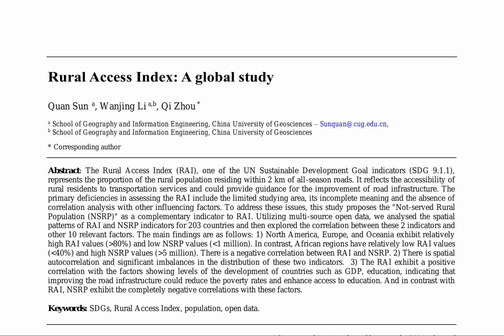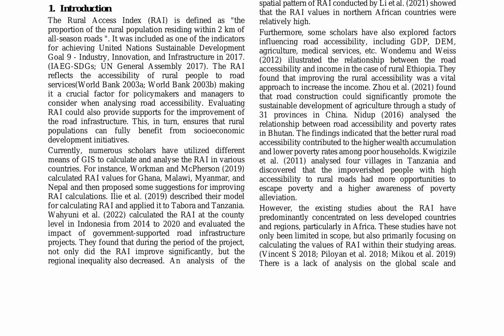Using multi-source open data, the study analyzes the spatial patterns of RAI and NSRP for 203 countries and explores their correlation with 10 relevant factors, including GDP, education, and poverty rates. The findings reveal significant regional disparities, with North America, Europe, and Oceania having high RAI values and low NSRP values, whereas African regions have low RAI values and high NSRP values.